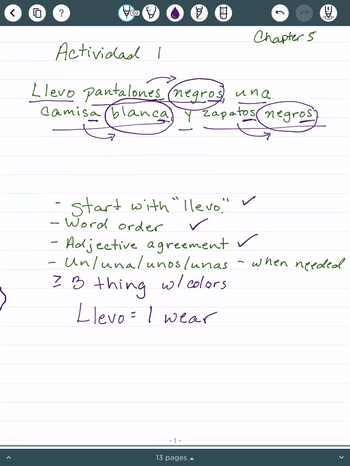Also, we didn't say I wear black pants, white shirt, black shoes. We said I wear black pants, a white shirt, and black shoes. So make sure you use un, una, unos, or unas if you need to say a or an or some. That keeps you from sounding like a caveman. So as you're doing activity 1, turn that in, plan on making corrections. That is a normal part of learning. Don't worry about making mistakes. Mistakes are a good thing.